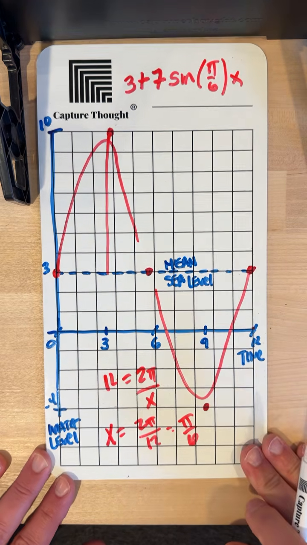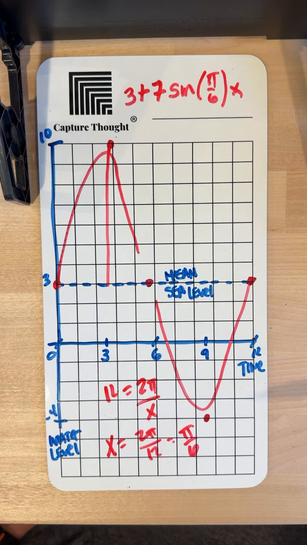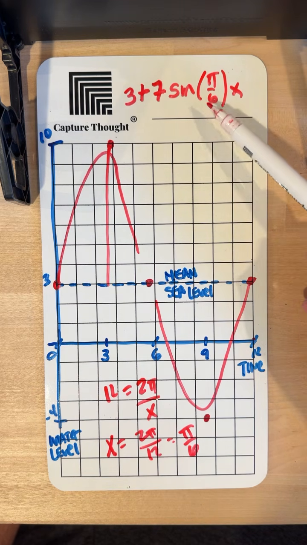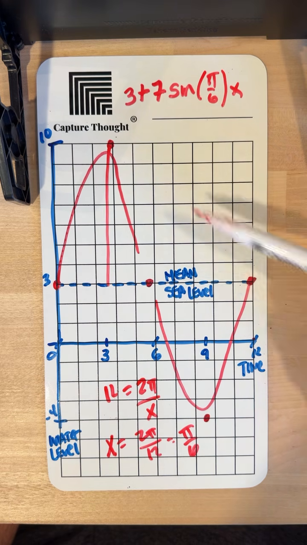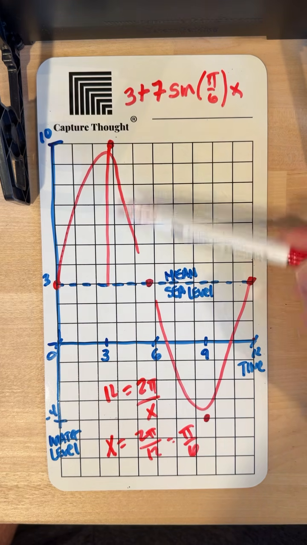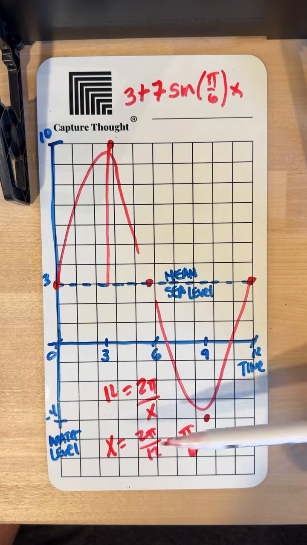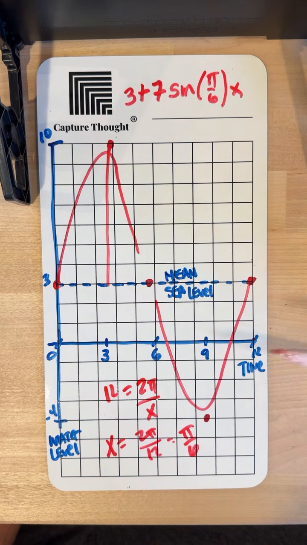So the equation that represents this curve for this problem is 3 plus 7 sine of pi over 6 times x. 3 is the midline, 7 is the amplitude, and pi over 6 gives the period of 12 hours.